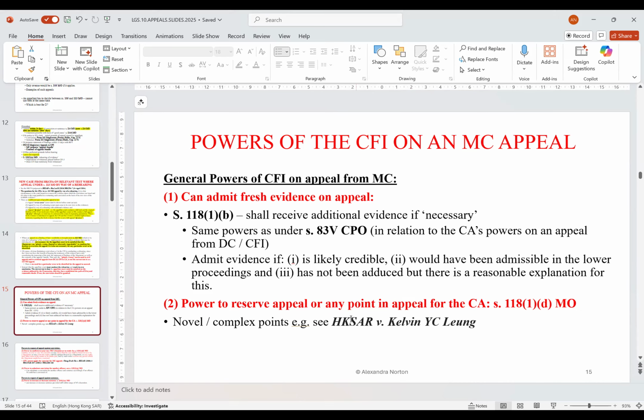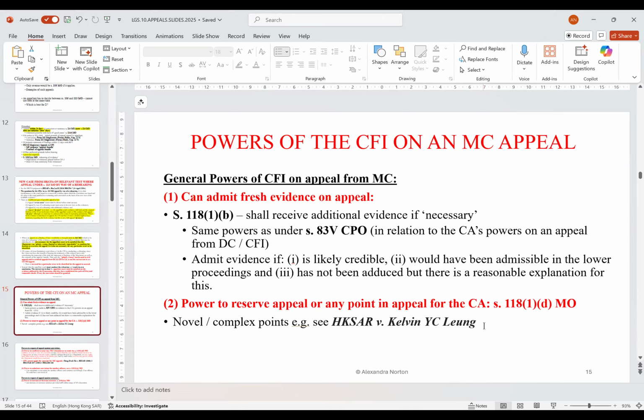The CFI judge can also do what I call pass the hot potato. This is the power in section 1181D for the CFI judge to basically say, I don't want to deal with the points in this appeal because I feel that they are particularly complex or perhaps they are novel, new reasons we've never considered before. So I think it's much more important for the Court of Appeal to consider them so the Court of Appeal can lay down some guidance.